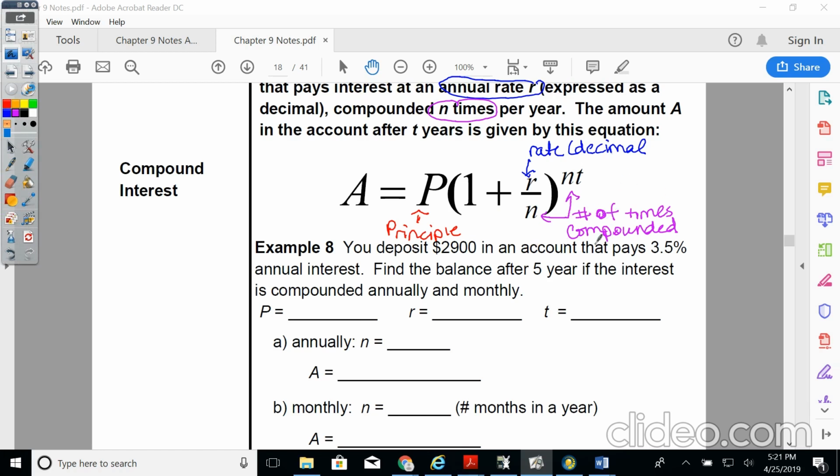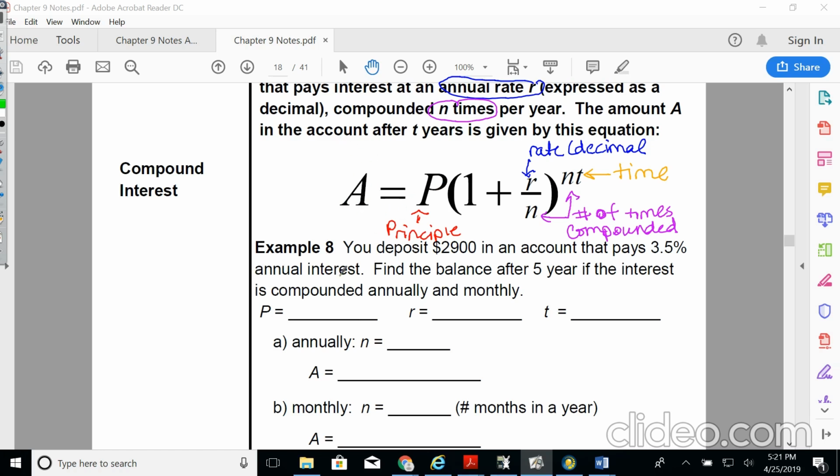That would be annually. Every month? That would be monthly. It would be 12 times a year. So it depends what the frequency is, what these two n values are going to be. And then T is your time in years. The A value, that's your final number. That's what you end up having in your bank account at the end of the year.